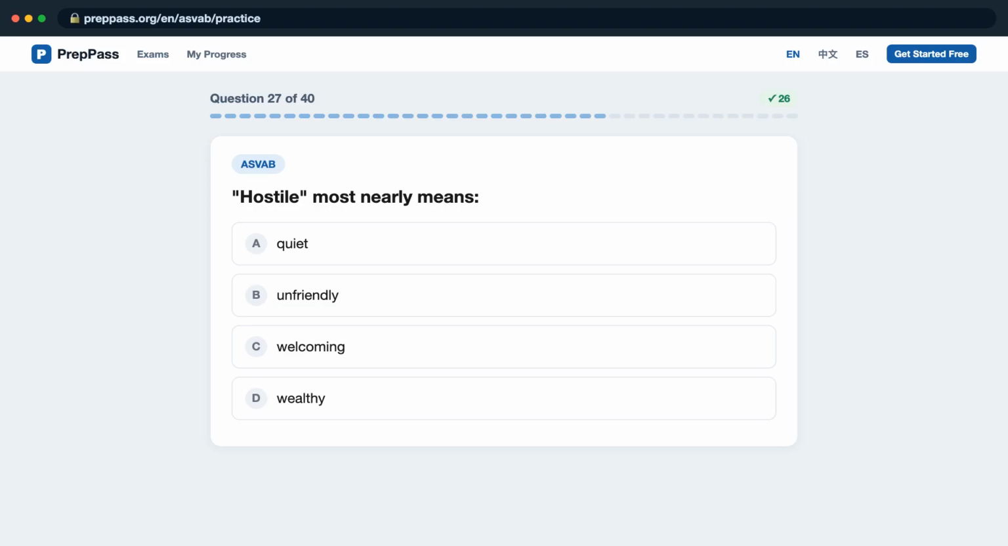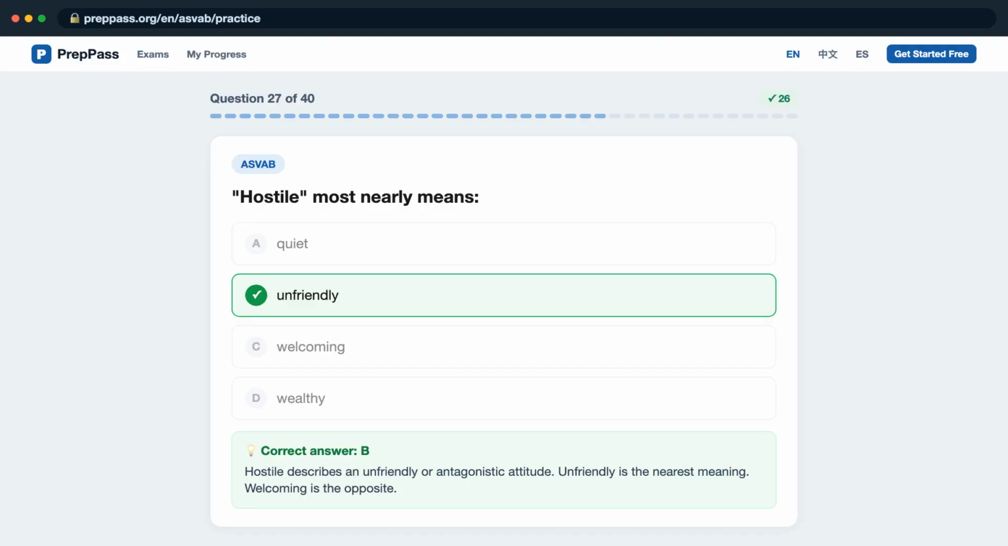Question 27. Hostile most nearly means, is it A, quiet? B, unfriendly? C, welcoming? D, wealthy? The correct answer is B. Hostile describes an unfriendly or antagonistic attitude. Unfriendly is the nearest meaning. Welcoming is the opposite.